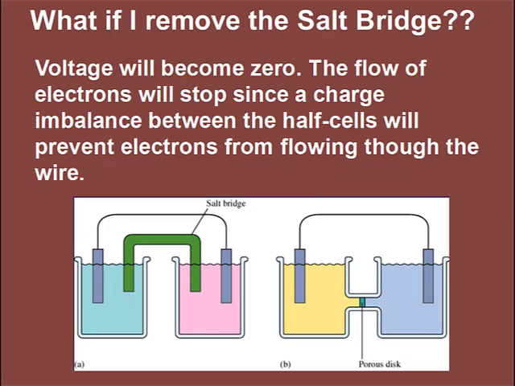If you remove a salt bridge or don't put one in at all, then the voltage becomes 0. The flow of electrons are going to stop, since the charge imbalance between the half cells will prevent electrons from flowing through the wire. That's what we were talking about a second ago. Once one electron moves over, it's no longer going to be able to transfer another electron.